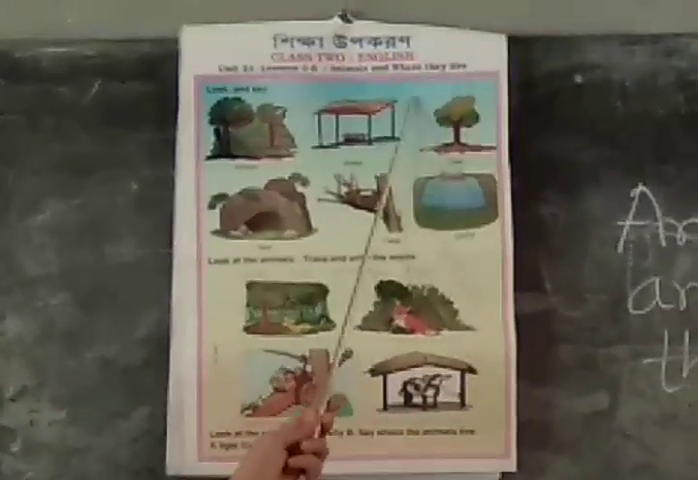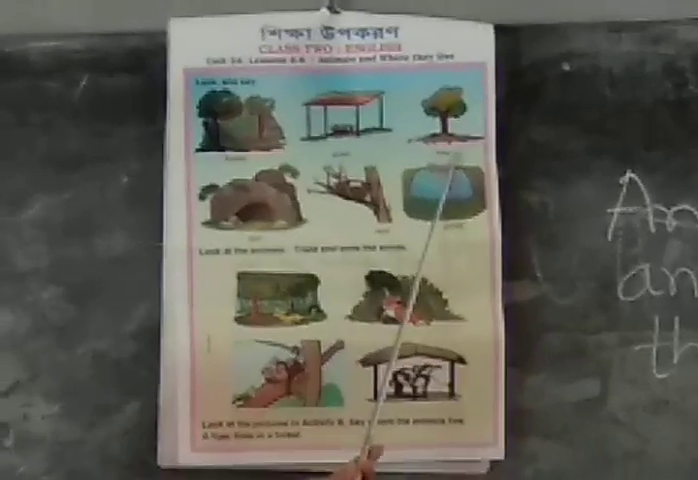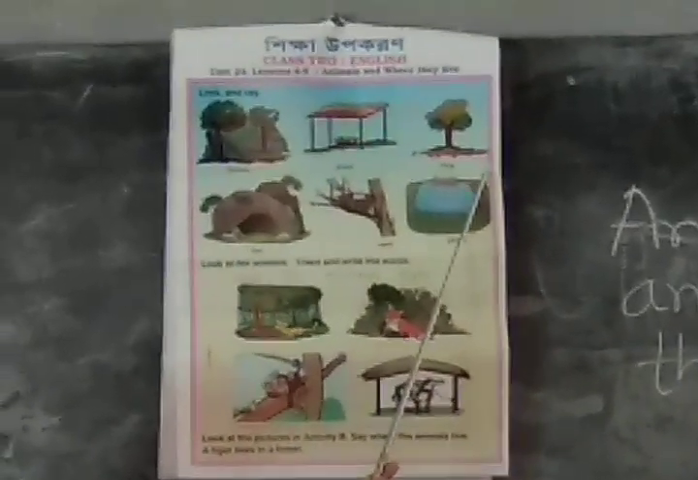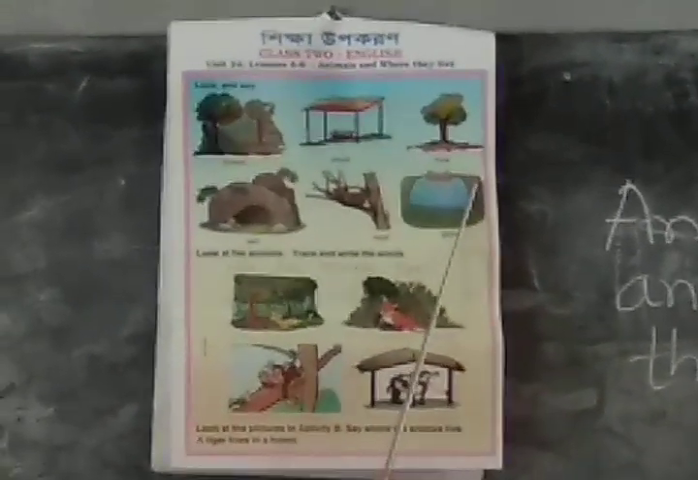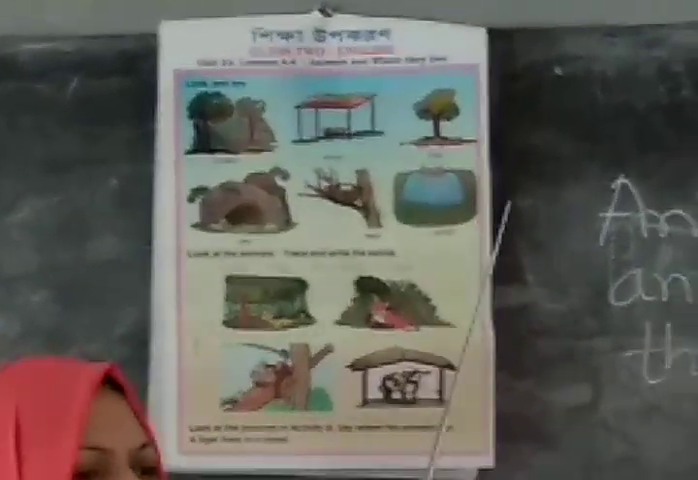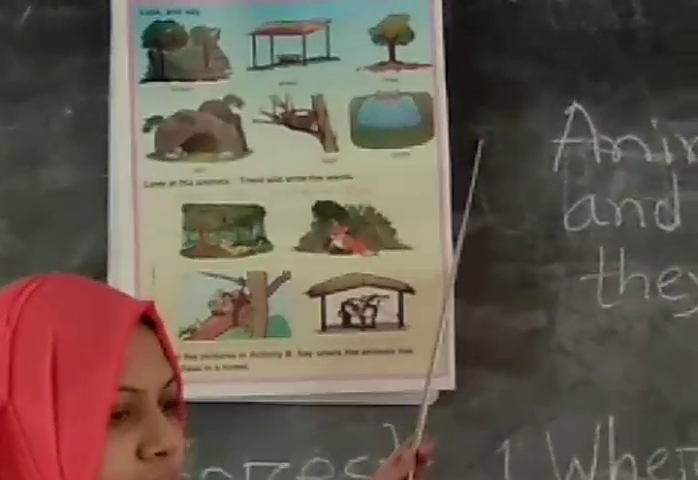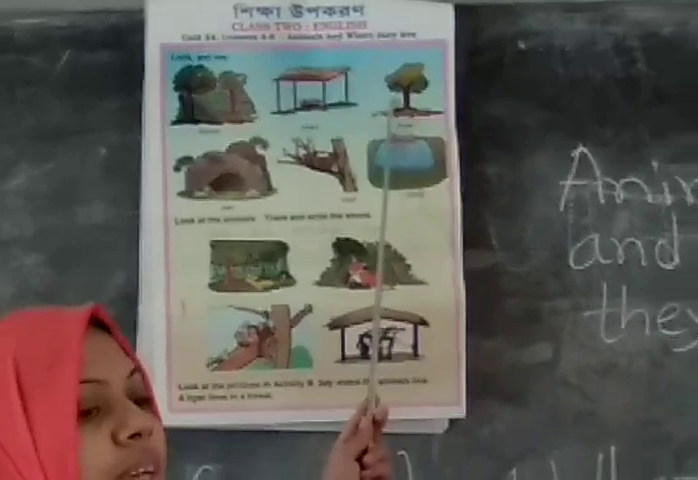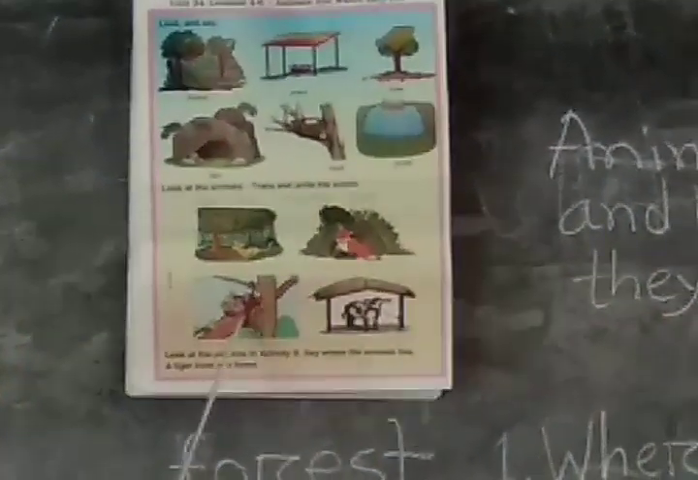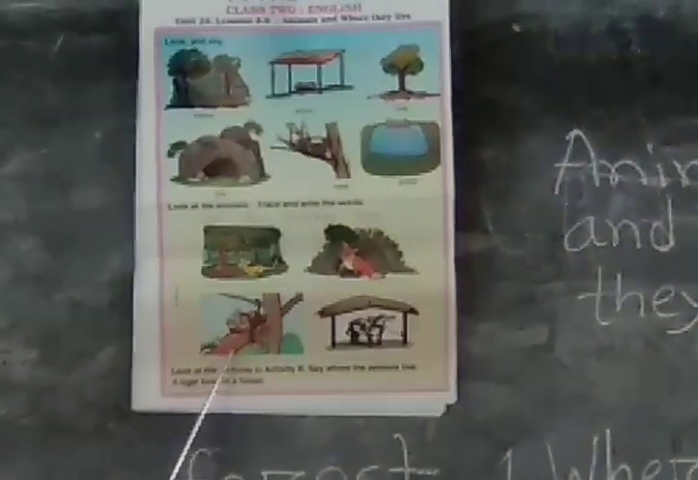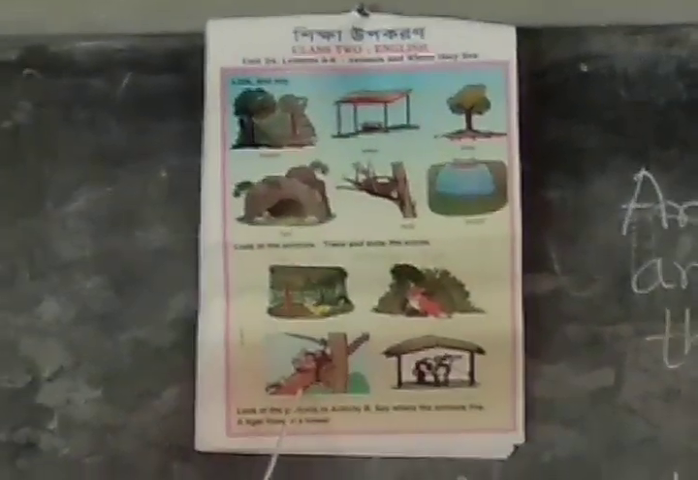Okay, next picture. What is the picture about? Tree. Say with me. Tree. Tree. Tree. Okay, what animal is it? Monkey. Monkey. Do you know? Monkey.